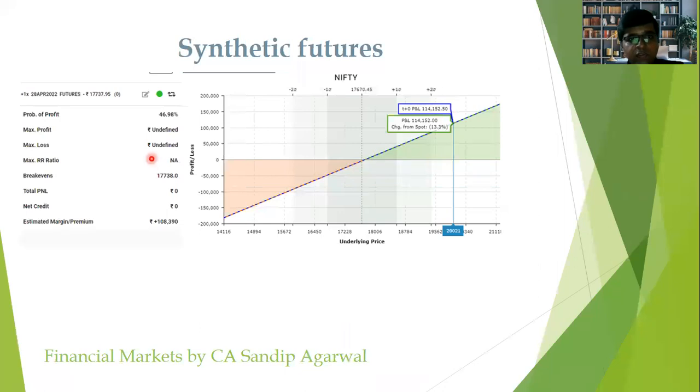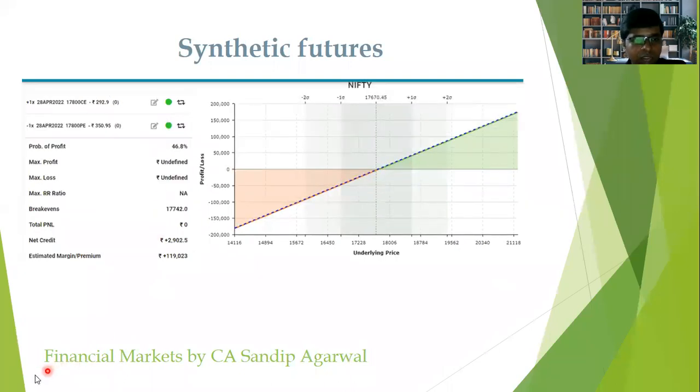Now, in the next slide, we will see this payoff graph, the probability of profit and the estimated margin by buying an ATM call option and at the same point of time selling an ATM put option. Now you see in this slide what we have done.